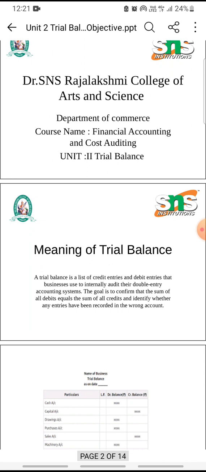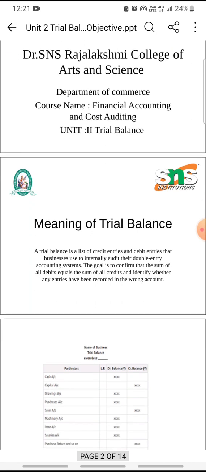A trial balance is a list of credit entries and debit entries that a business uses to audit their double entry accounting system. The goal is to confirm that the sum of all debits equals the sum of all credits, and to identify whether any entries have been recorded in wrong accounts.